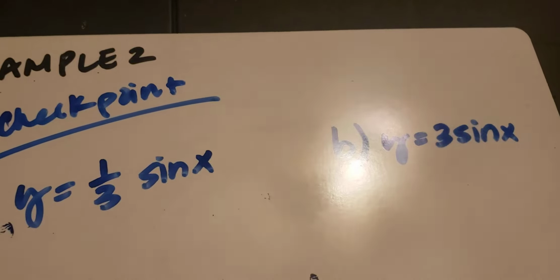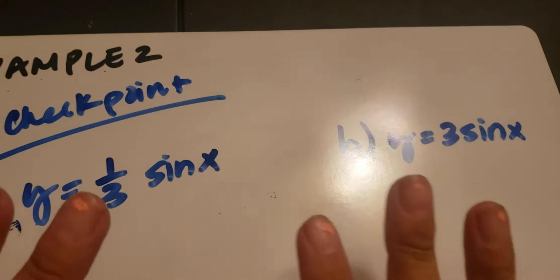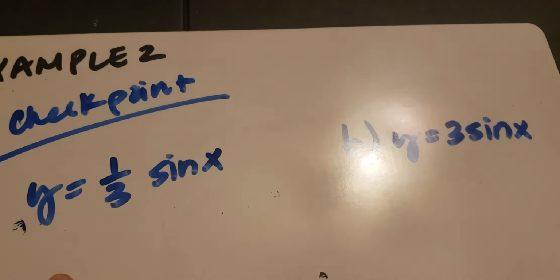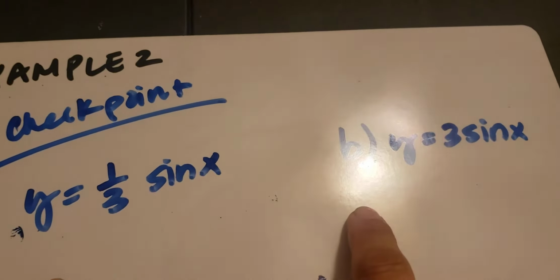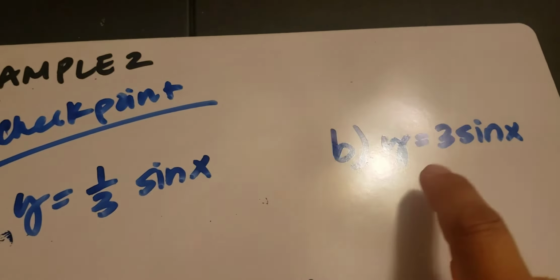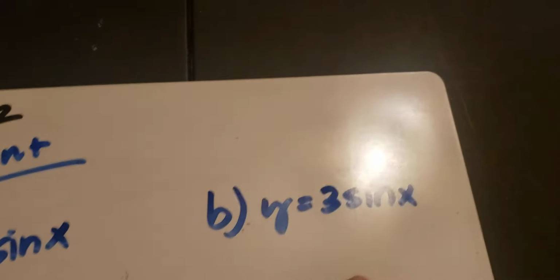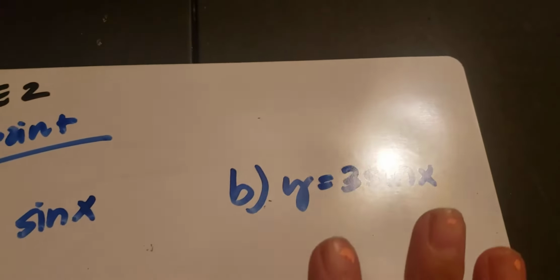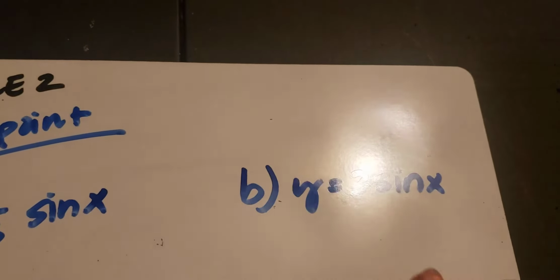I'm going to be doing example 2 checkpoint on page 294. Basically what they want us to do is graph y equals 1/3 sine of x, and b, y equals 3 sine of x. Sorry, there's a glare. They want us to sketch the graph of each function by hand, and to do it on the same coordinate plane.